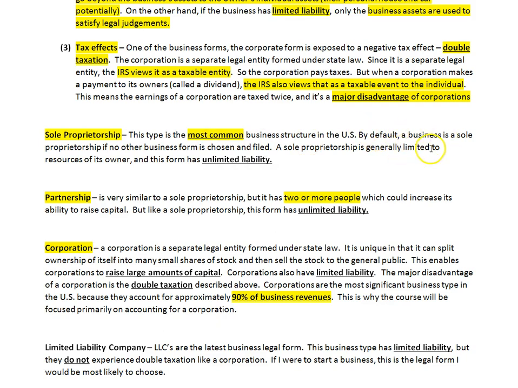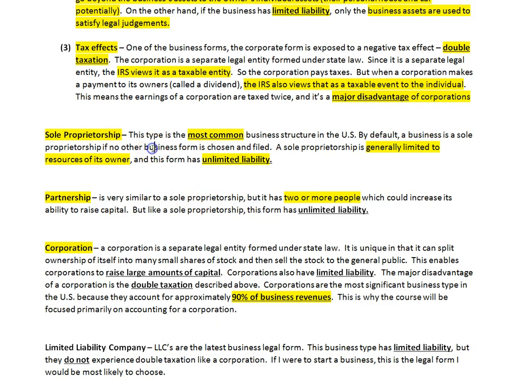Alright, by default, a business is a sole proprietorship. So if you start earning money and don't file what type of business you are, by definition, you're a sole proprietorship. So it is the default business type. A disadvantage is they're generally limited to the resources of the owner. So they don't have a great way to raise capital. That's why most of them stay small. And they have unlimited liability. This is a very negative point about sole proprietorships.